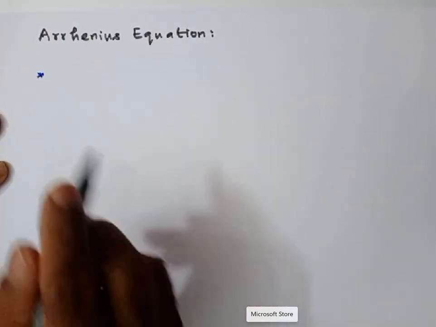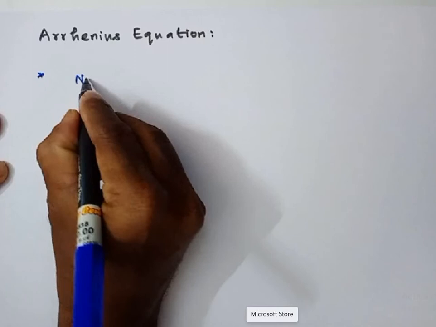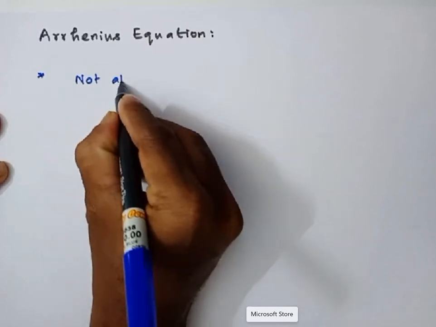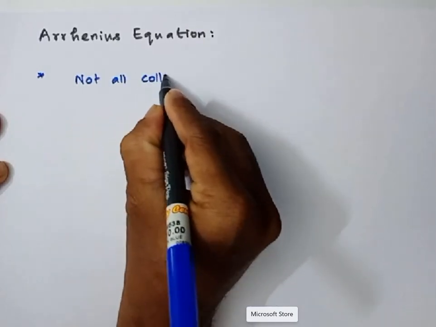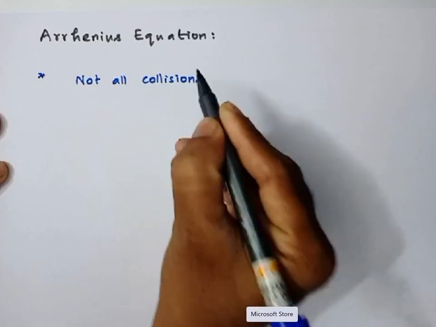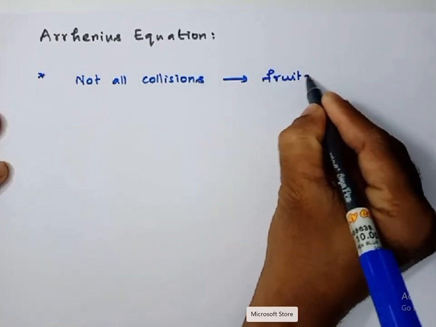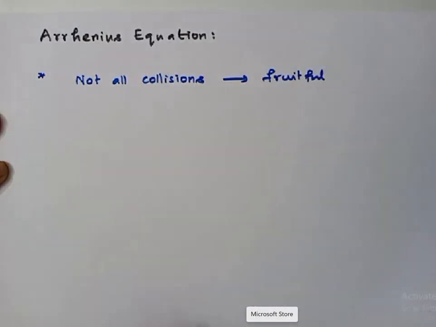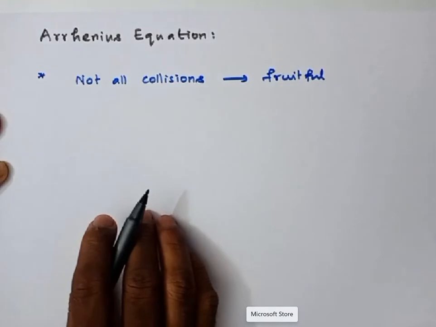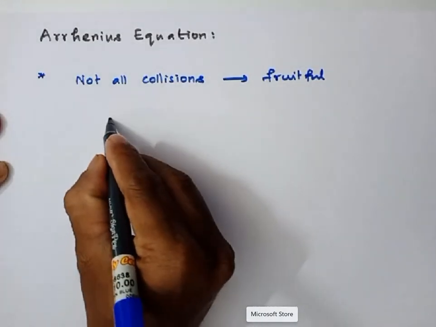According to Arrhenius, not all collisions are fruitful collisions. Not all collisions are fruitful. Okay, what is meant by that? According to Arrhenius, suppose we have two reactant molecules.